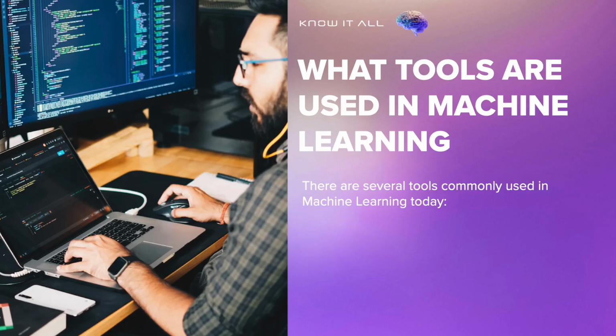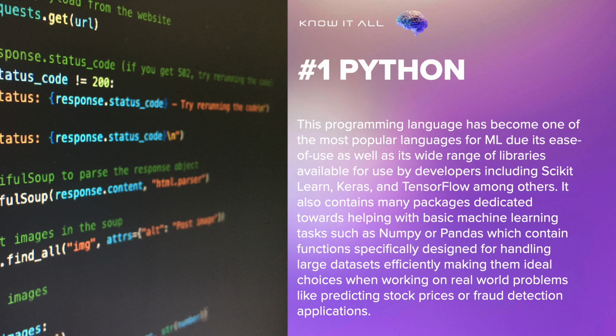There are several tools commonly used in machine learning today. 1. Python. This programming language has become one of the most popular languages for ML due to its ease of use as well as its wide range of libraries available for use by developers, including scikit-learn, Keras, and TensorFlow among others. It also contains many packages dedicated towards helping with basic machine learning tasks such as NumPy or Pandas, which contain functions specifically designed for handling large datasets efficiently, making them ideal choices when working on real-world problems like predicting stock prices or fraud detection applications.